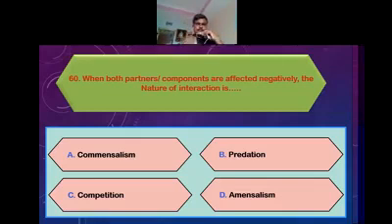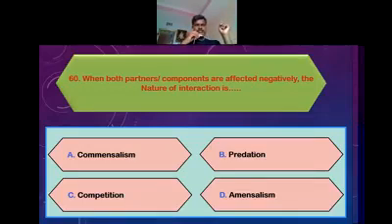The second option is B, predation. Predation is a type of interaction between two living organisms where one organism is benefited and the other is harmed or completely killed off. Prey and predator, we say. The third option is competition. Competition is a type of interaction where both the organisms are harmed. Here, both the organisms are being affected.